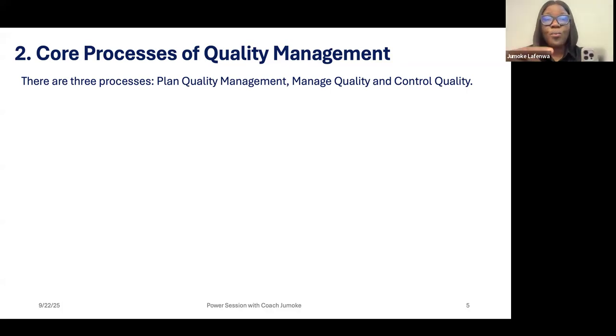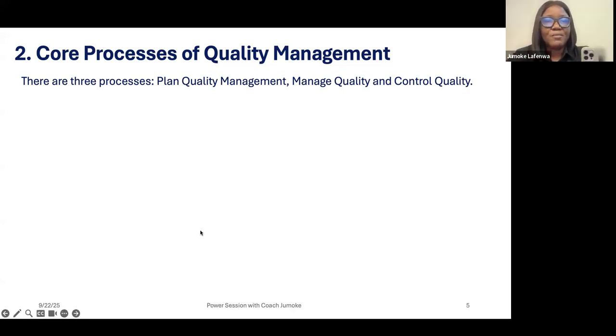Yes, scope. You would have to plan it. If it is scope, we would have said plan scope management. If it was risk, we would have said plan risk management. So the first thing you do is to plan. When you plan, you set up standards on how this particular thing would be handled.